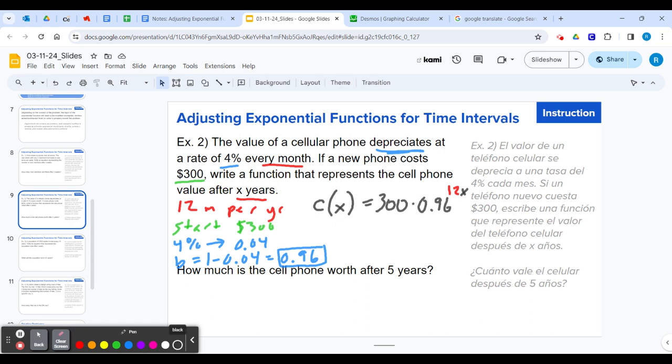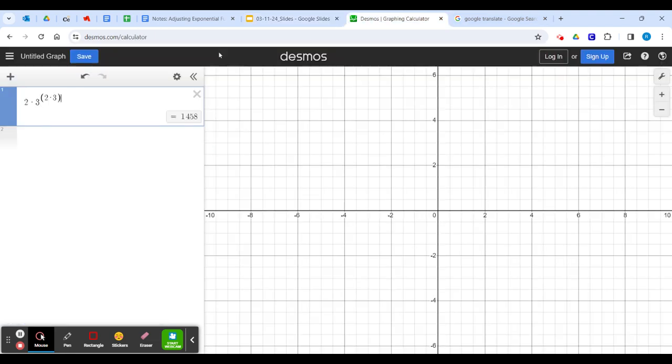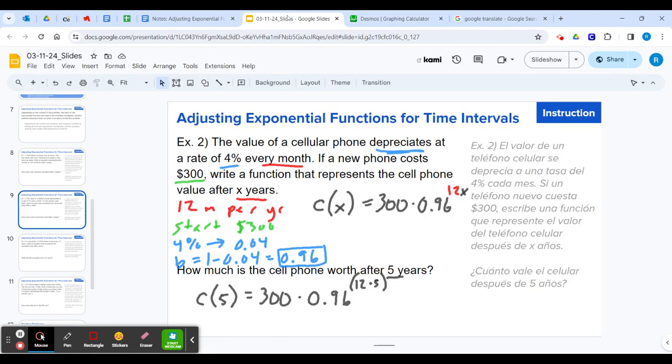Then once we set that up, if we're trying to find it after 5 years, we just plug that into our function that we created. Our cell phone at 5 years is equal to 300 times 0.96 to the 12 times 5. I'm going to throw some parentheses around that up top just to make sure I'm calculating it correctly. I'll go into Desmos, 300 times 0.96 to the 12 times 5. And if you're doing that in your head, 12 times 5 is 60. That's the exact number of months that it's hitting. And it looks like our cell phone now is only worth $25.91 with rounding.